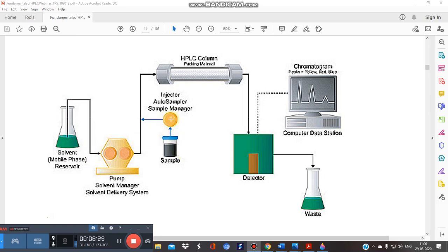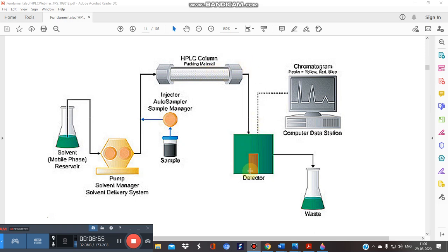The sample means the mixture that you have to analyze, separate, identify, or also go for the isolation part. So here we will inject your sample with the help of the sample injector. This is the automatic system. Next, a very important part, the column, where the separation will actually take place. In this case, we will use a special type of column, not the glass column that I showed you in the video. After the separation, yes, detection should be there.